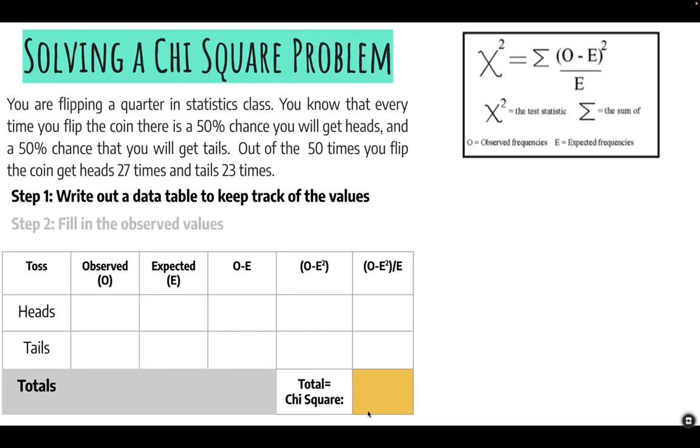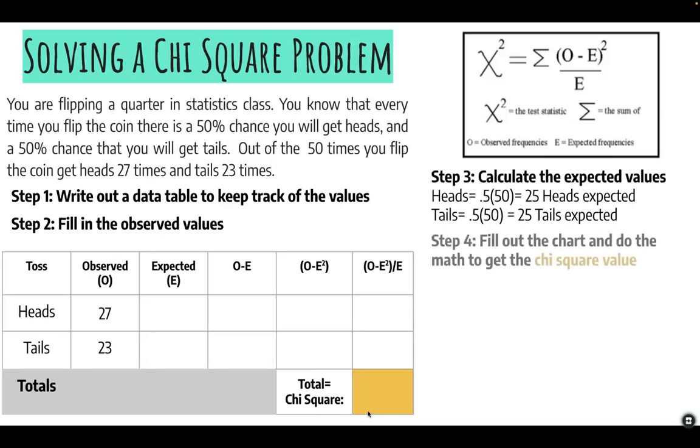So if we worked through this, then our observed values would be the amount of heads that you got. So you got 27 heads and you got 23 tails, right? And so our expected value would be to see 25 and 25 for each, because that's what statistics tells us. And so when you subtract those numbers, for example, 27 minus 25 is 2. And then you want to square that number. So 2 squared is 4. And then you want to use that 4 and divide it by the expected, and you get 0.16.